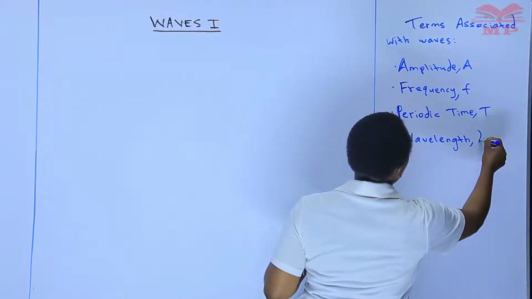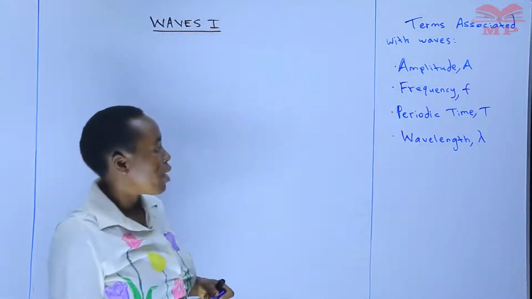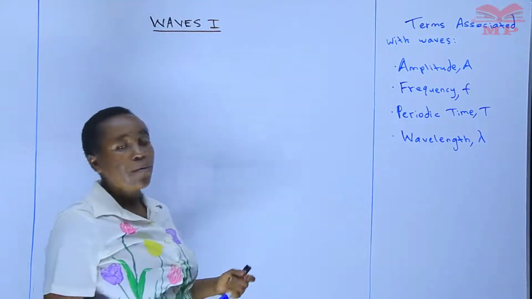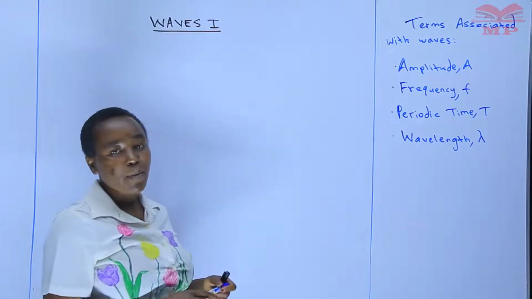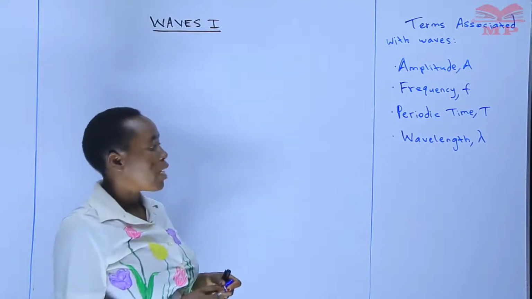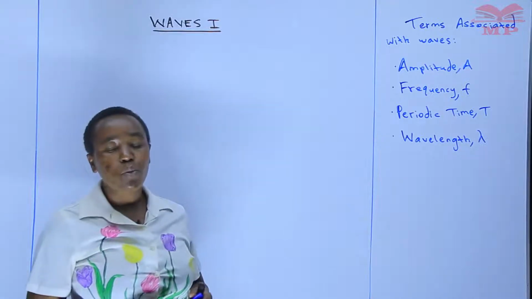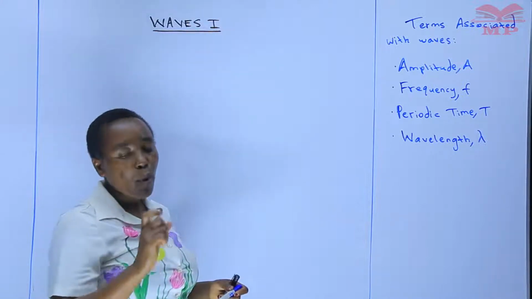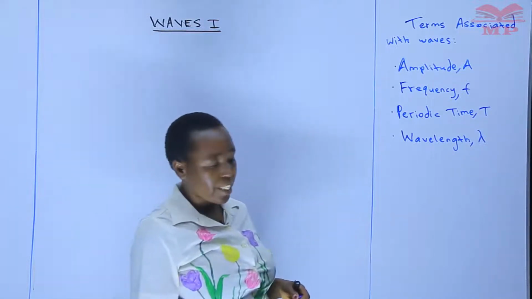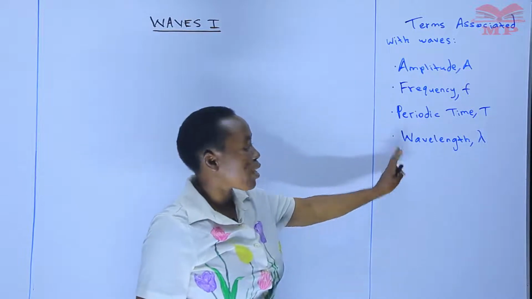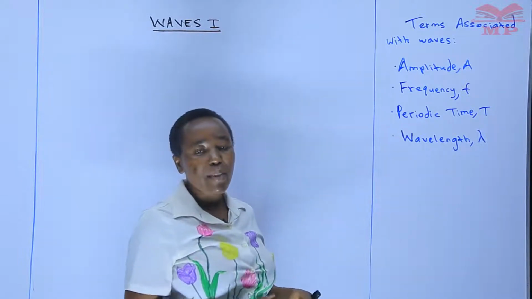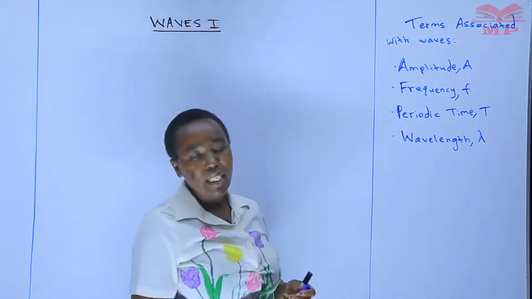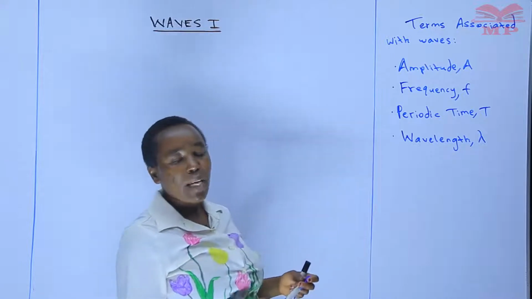Wavelength is denoted by a Greek letter lambda. And we say we can define wavelength in so many ways. For example, we can say wavelength is the distance between two successive crests, or the distance between two successive troughs, or the distance between 2 points which are in phase. So that is on wavelength, and the SI unit for wavelength, being a length, is meters. And therefore that will usher us into what we are going to discuss during our lesson today.